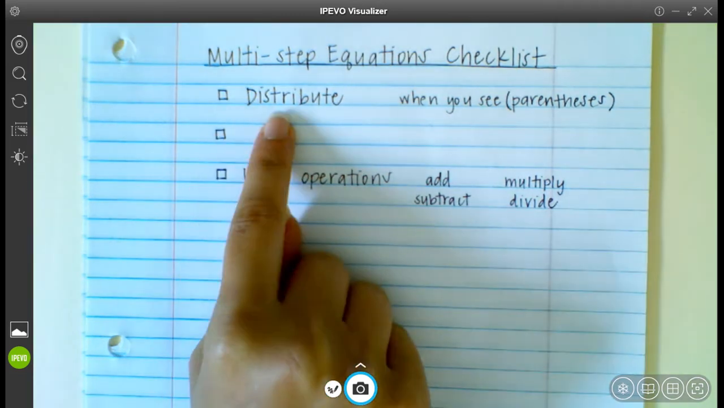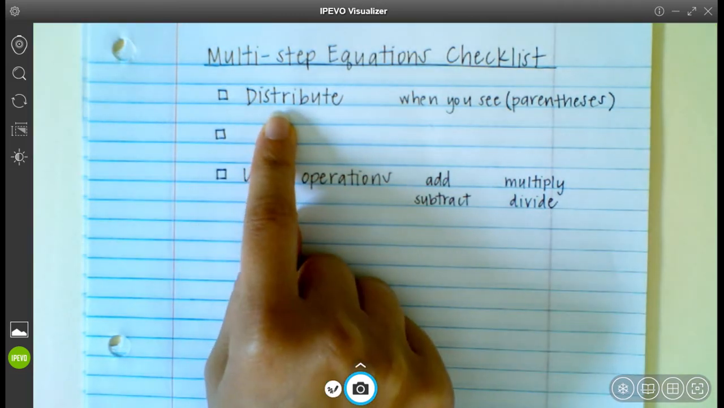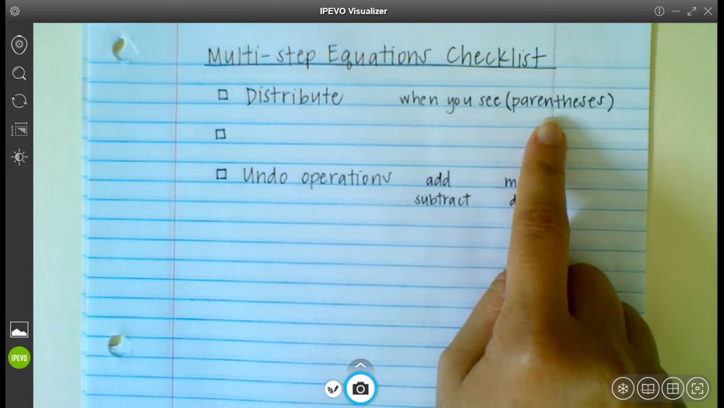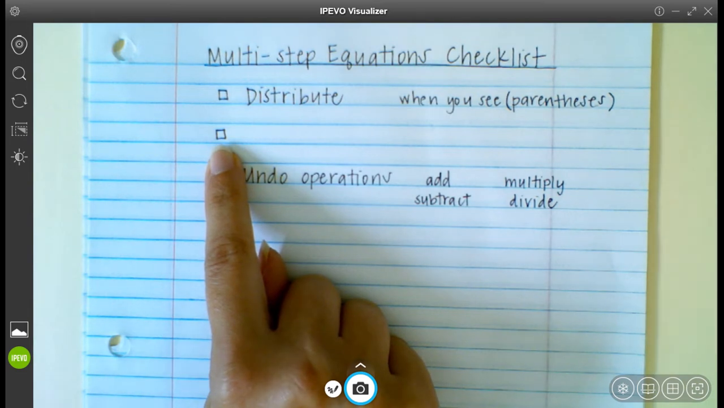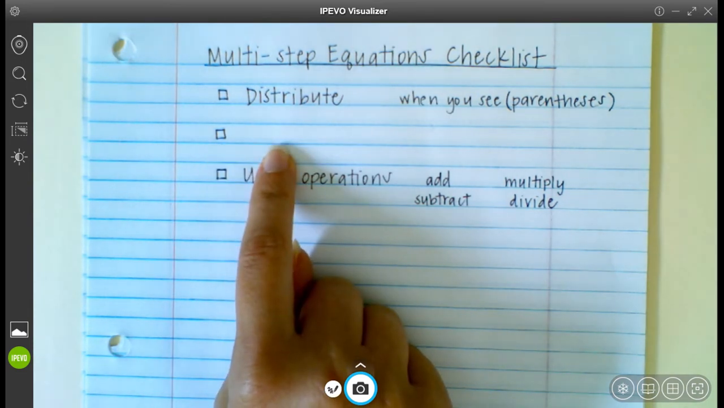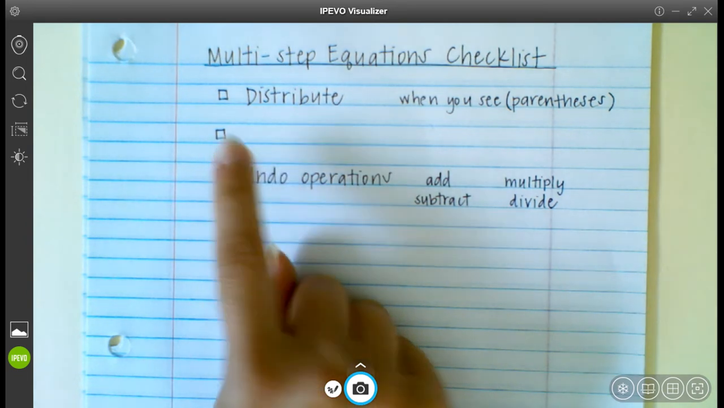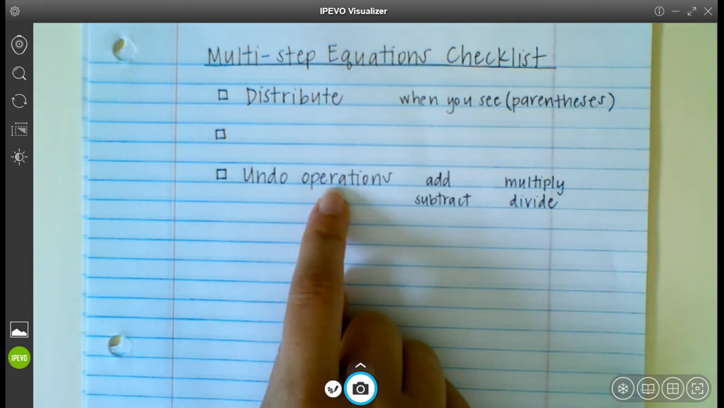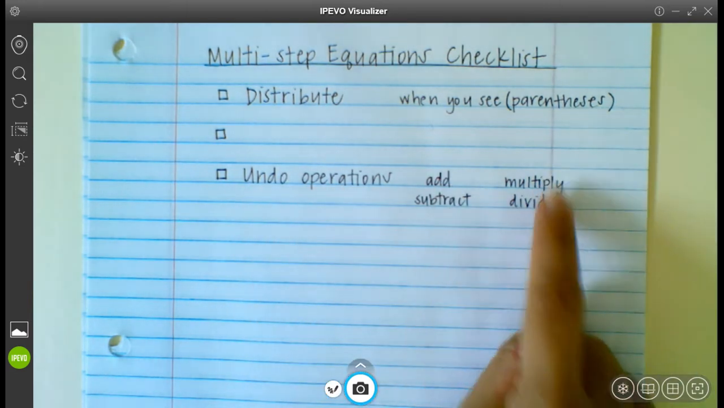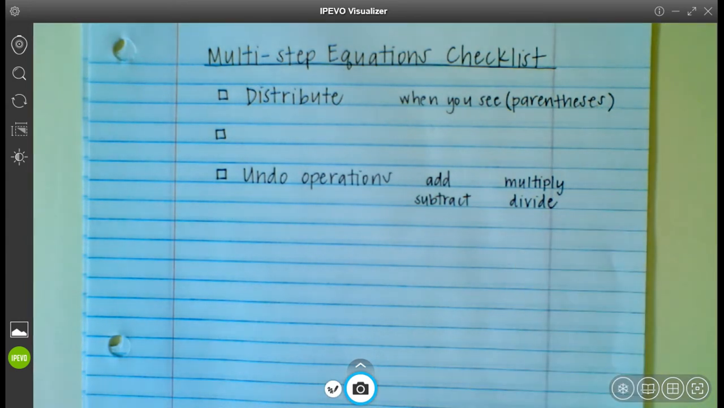On our first checkbox is to distribute. You will distribute only when you see parentheses in your equation. It's a trigger. The second bullet point or checklist check, if you will, will be for tomorrow's lesson. So we'll come back to this, but leave a box there. The third box for our checklist is to undo the operations. So we are going to add or subtract or multiply or divide, our inverse operations, if you will. So go ahead and take a couple seconds to write that down. Feel free to pause your video, and then we're going to get started on our practice questions.